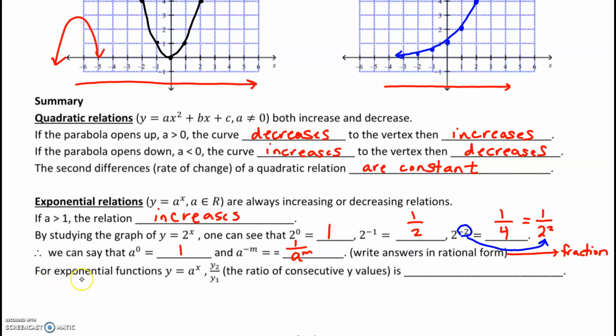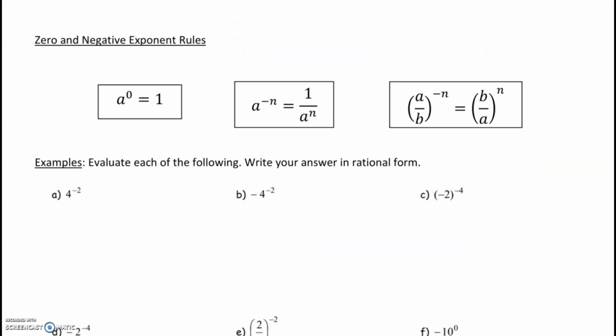And then lastly, for exponential functions, in the form y equals a to the x, y2 divided by y1, which is called the ratio of consecutive y values, that is constant. All right, let's take a look at the examples and the type of questions you're going to be doing in your textbook on the next page.